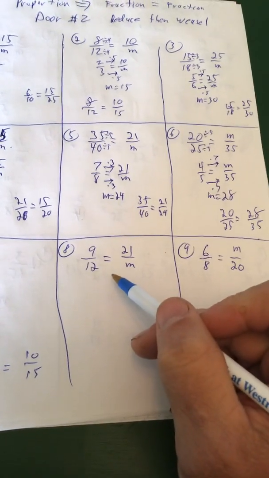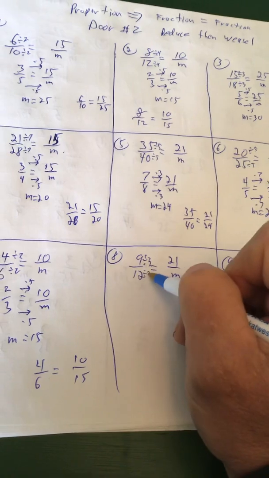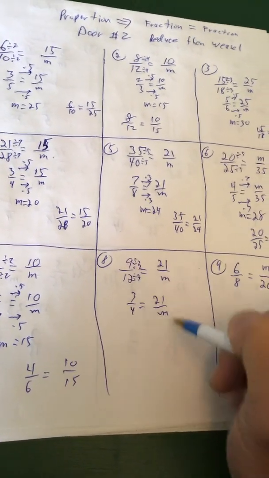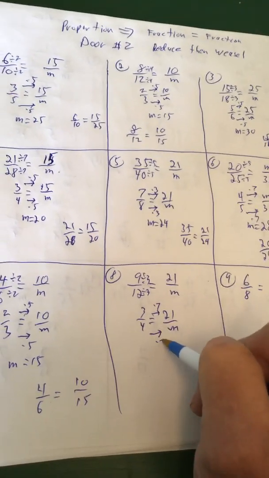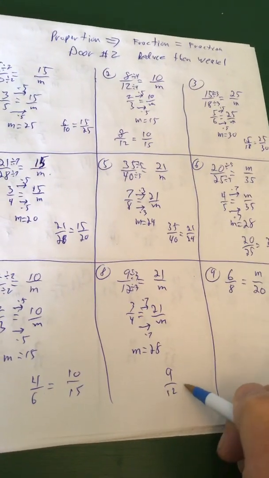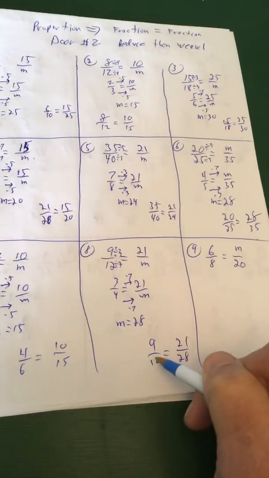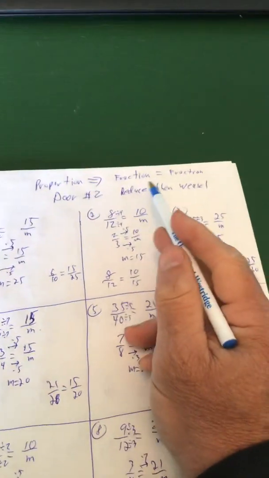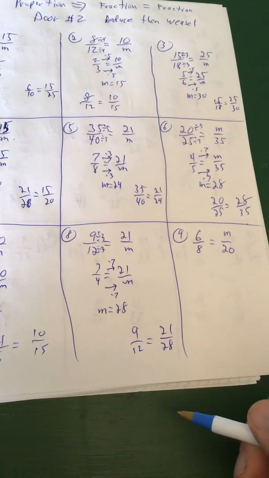Number 8 here. Copy and go. Hit pause. Divide by 3. Divide by 3. 3 over 4 equals 21 over m. And then it's just times 7. So times 7. m equals 28. 9 over 12 is the same thing as 21 over 28. This reduces to 3/4. This reduces to 3/4. Remember, a proportion is when a fraction equals a fraction. Try and find the number that makes that true.